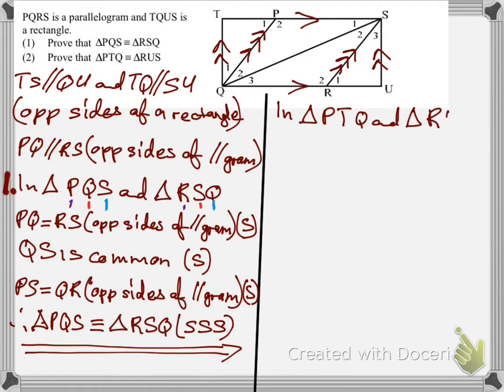Then I go to triangle PTQ. So again, you must pay attention. P is going to correspond with R. And T is going to correspond with U. And finally, you must also know that this one, Q, is going to correspond with S. Do you see that?